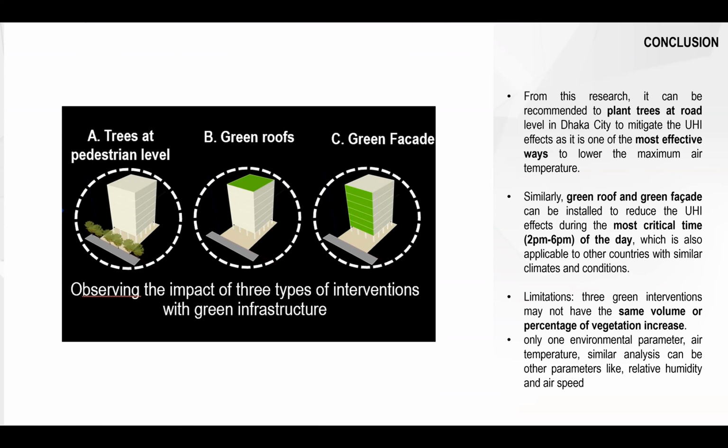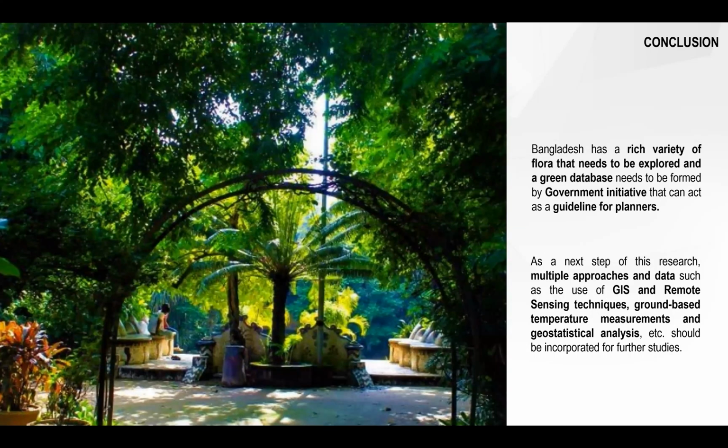And there are some limitations of this research, like we cannot guarantee the same volume or percentage of vegetation was increased in all 3 interventions, and only one environmental factor, which is air temperature, has been considered, whereas other parameters like relative humidity and air speed can be considered.